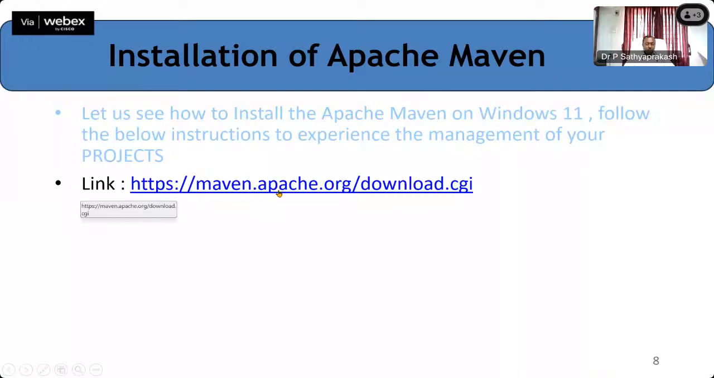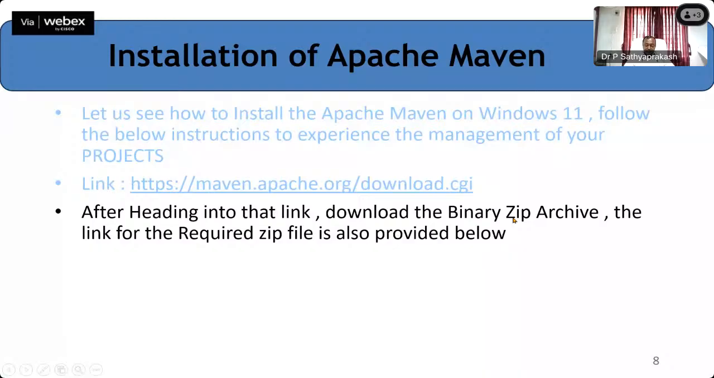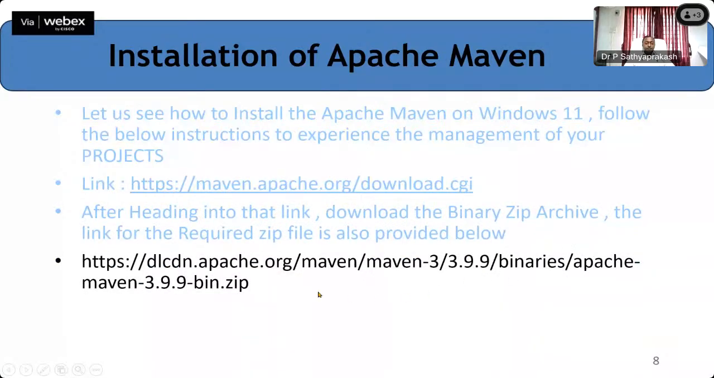So maven.apache.org/download.cgi. From this link you will be able to find the archive files. Then look here, there is a procedure to install Maven. Once you do that, we need to configure the path. The path should lead to this folder, the bin folder. Once we configure that, it is possible to see the successful installation of Apache Maven.